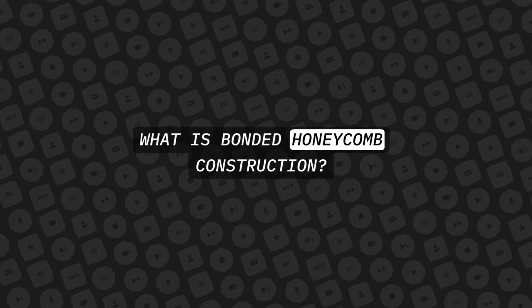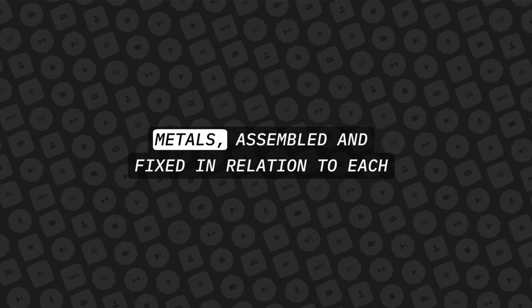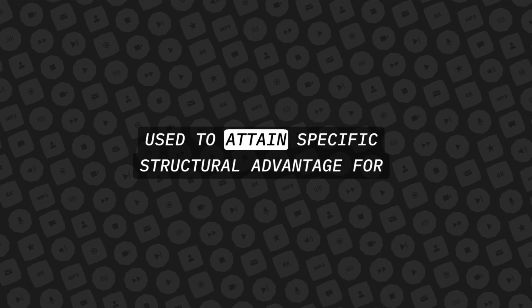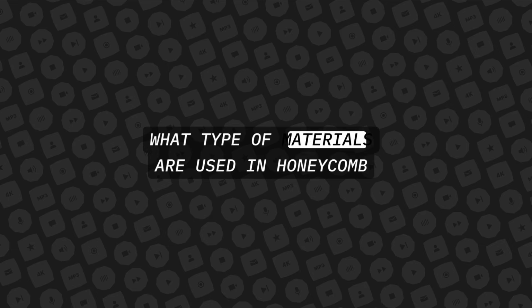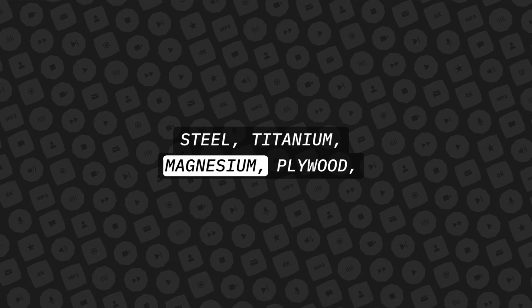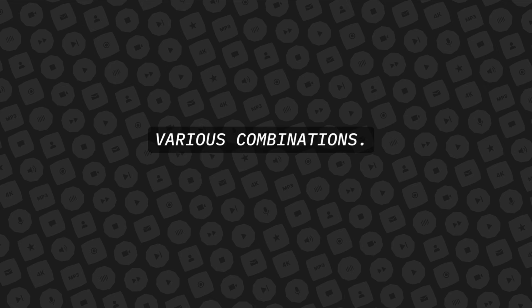What is bonded honeycomb construction? It is a laminar construction consisting of a combination of alternating dissimilar metals, assembled and fixed in relation to each other, so that the properties of each can be used to attain specific structural advantage for the whole assembly while reducing weight. What type of materials are used in honeycomb construction? Honeycomb construction may employ stainless steel, titanium, magnesium, plywood, resin-impregnated paper, e-glass, nylon in various combinations.